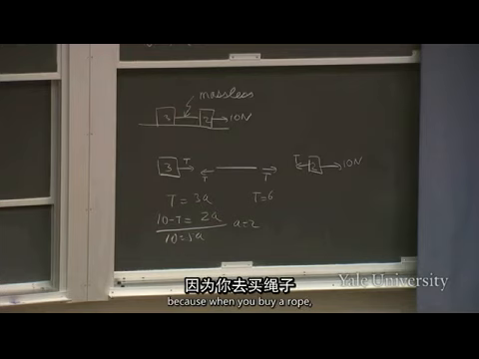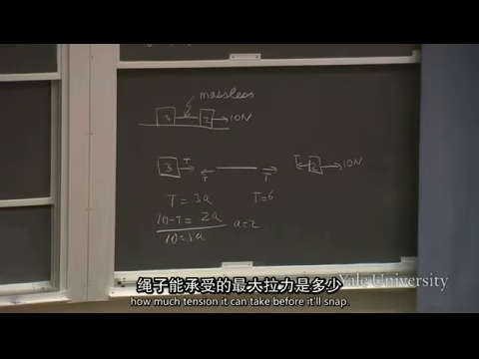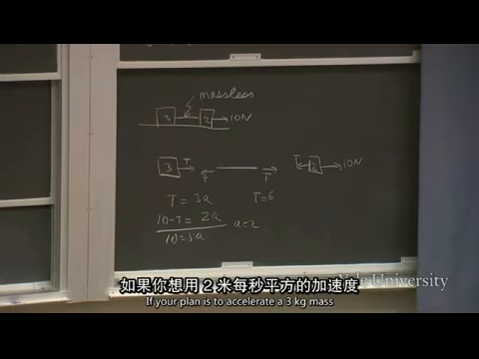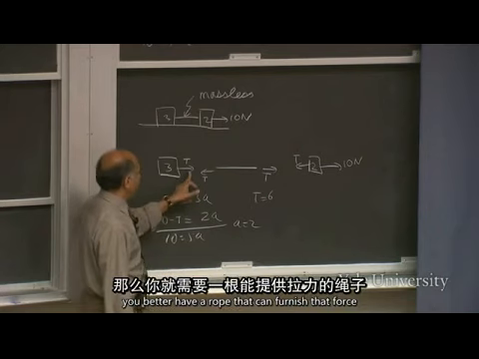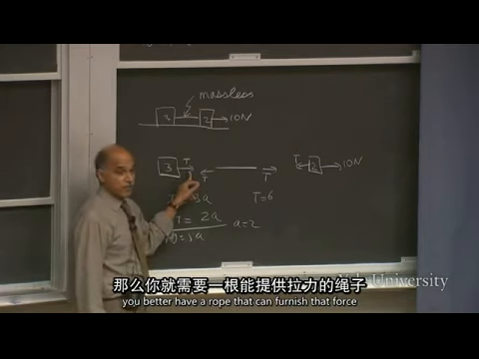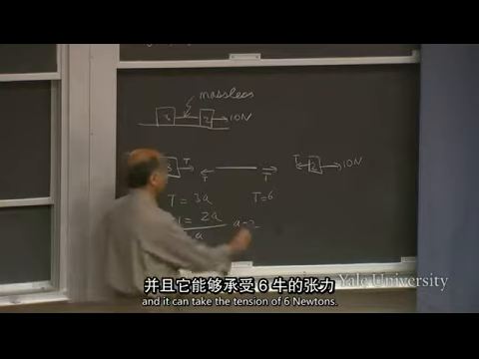Now this is very important because when you buy a rope, they'll tell you how much tension it can take before it will snap. And if your plan is to accelerate a 3 kilogram mass with an acceleration of 2 meters per second squared, you better have a rope that can furnish that force and which can take the tension of 6 newtons.